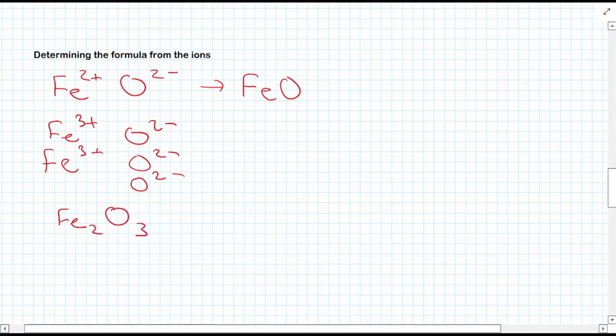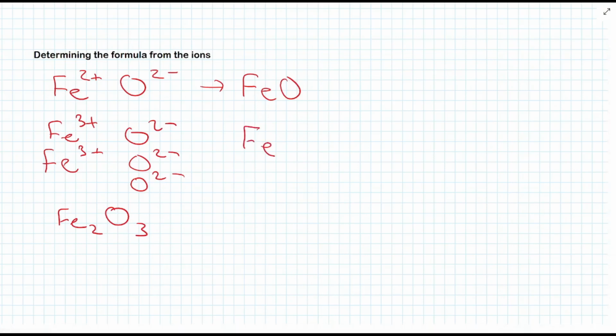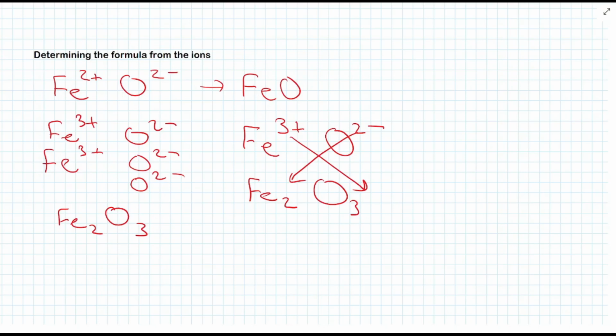But sometimes an easier way of doing it is a thing called the crisscross rule. So we've got Fe3+ O2-, and what we do is we swap the numbers. So the iron takes the 2 from the 2-, and the oxide takes the 3 from the 3+, and we get Fe2O3. Exactly the same formula, but a different way of doing it.